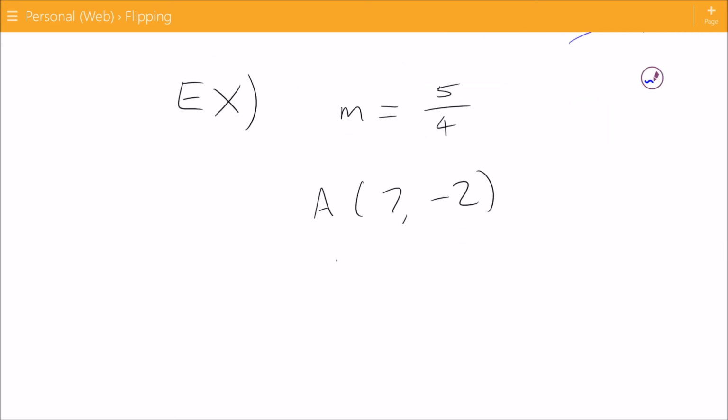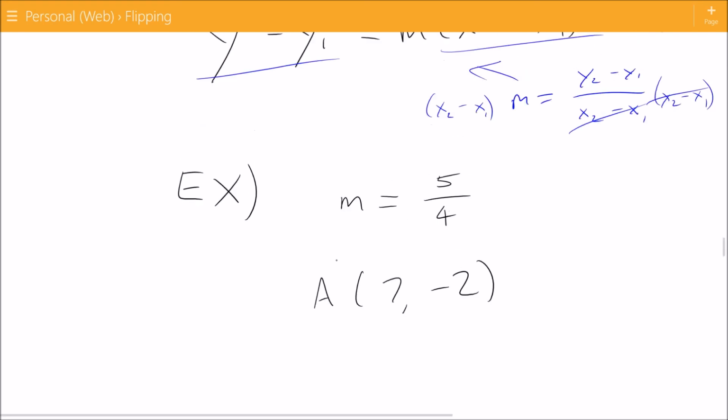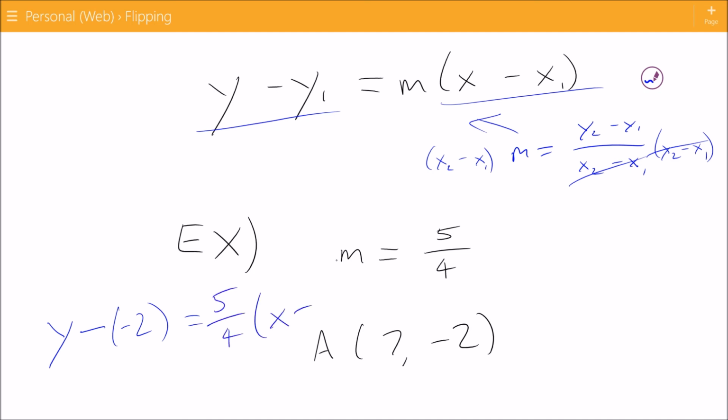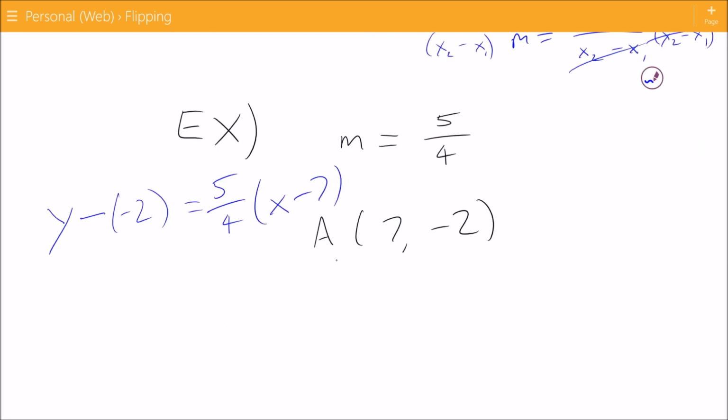So I've got m equals 5 over 4, and I've got a point A that's at (7, -2). So what I can do is I can substitute. I've got y minus, my y1 here is -2, equals m, we know m is 5 over 4, times x minus my x1, which is 7. We can clean this up a little bit because minus a negative number is a positive, so it's y plus 2 equals 5 over 4 times x minus 7.